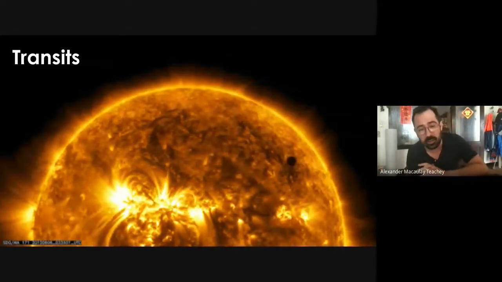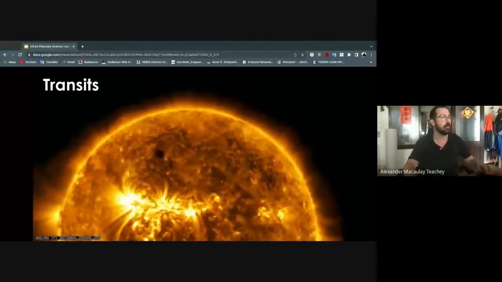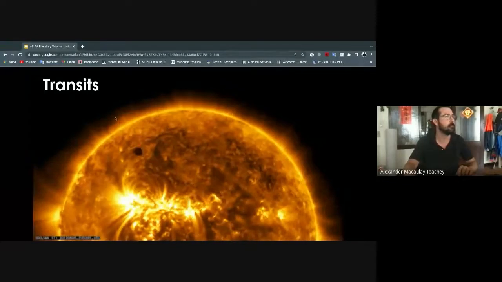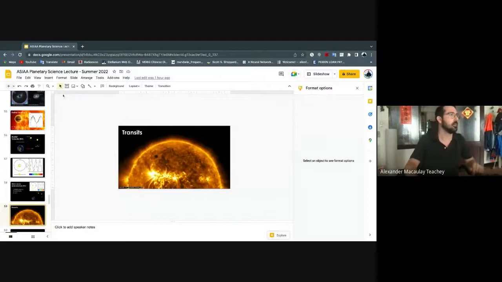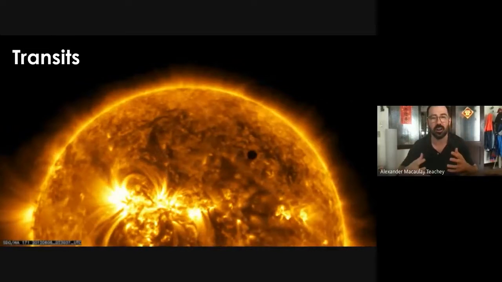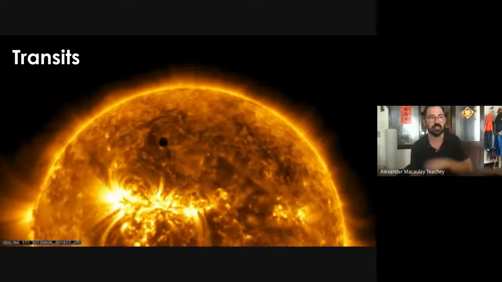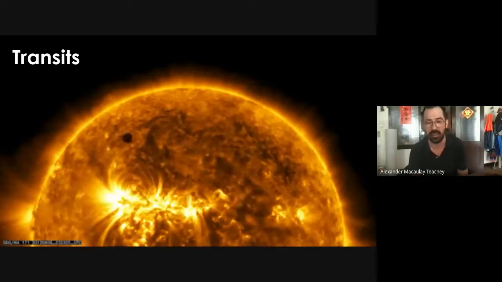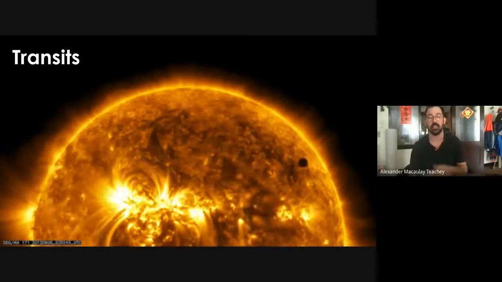And then really the most successful method by far has been to look for these things called transits. This is when we're observing the star and the planet passes in front of the star from our point of view. This is a transit of Venus, which is an extremely rare event. But we've seen lots of transits in other planetary systems.